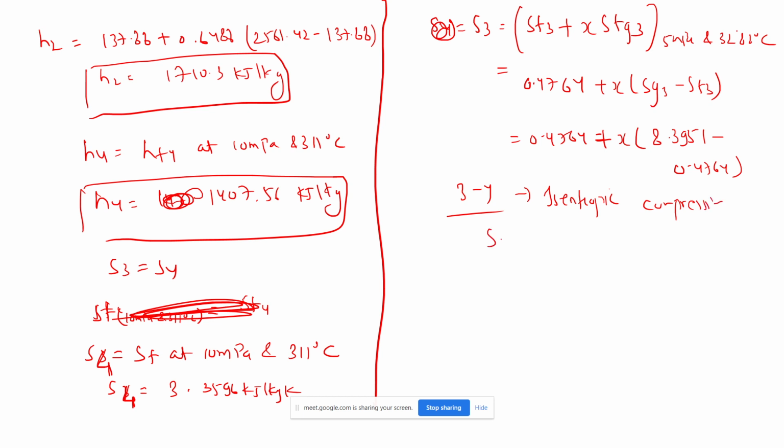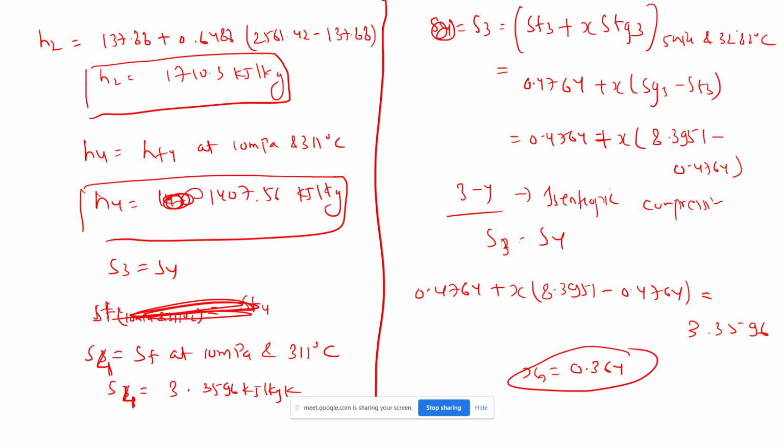S3 will be equal to S4. So we can directly write 0.4764 plus X into 8.3951 minus 0.4764 is equal to 3.3596. From here, what will we get for the value of X? Tell me. 0.364. Yes, it will be X3.